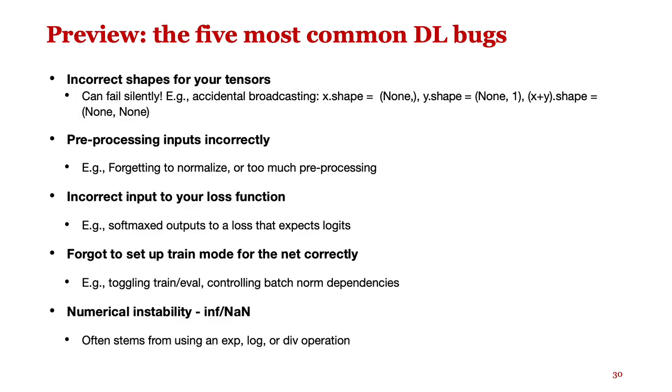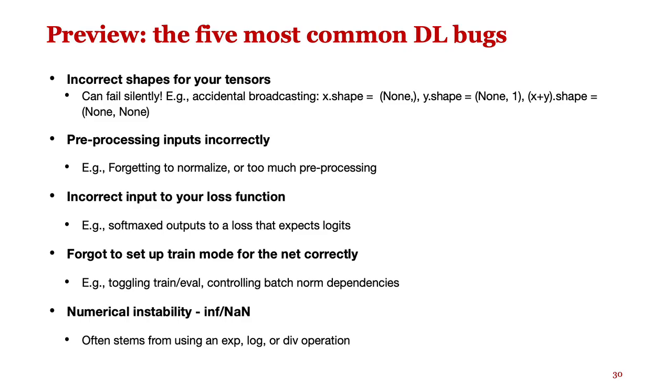So the 5 most common bugs that exist in the deep learning setting are these ones. And again, this is not my opinion. This is something that was captured as part of this Twitter thread that I was discussing at the very beginning, is that these 5 are the ones that people find the most often.